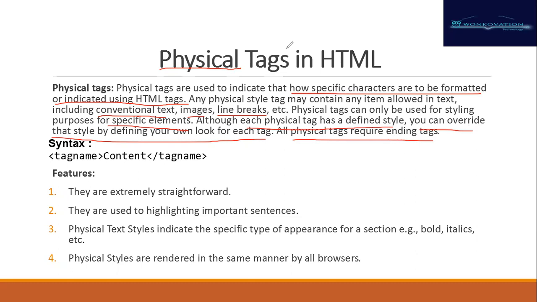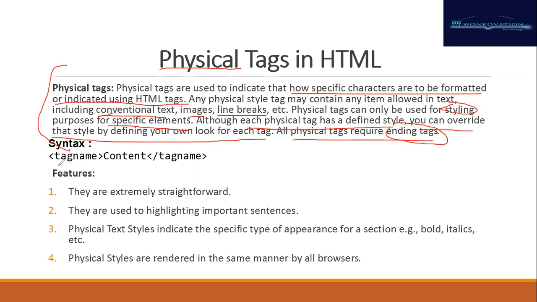So basically, this paragraph on physical tags is saying that a physical tag is used when we want to format a text, image, or a line break. If we want to change that text, make some addition, or make the font different, we use physical tags. An ending tag is required. This is only for our own look. It is used for only styling purposes.